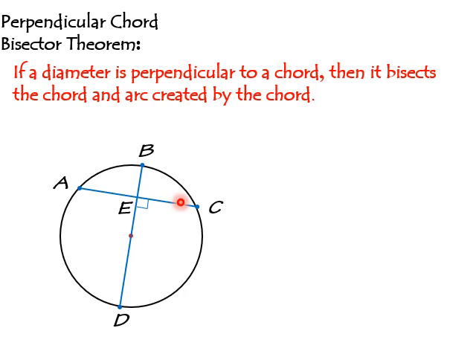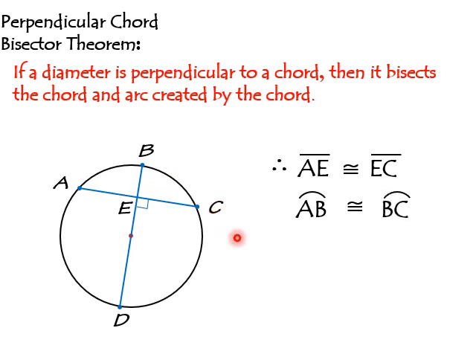So what we can say is, because it does that, we can say that AE and EC are congruent. Now we can also say that AB and BC are also congruent. Respectively, we can say that AD and DC are also congruent because this diameter cuts everything into half.